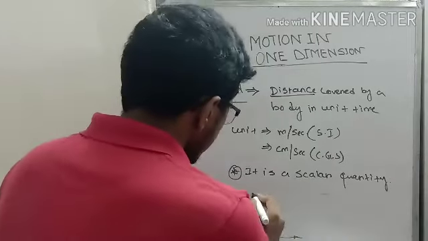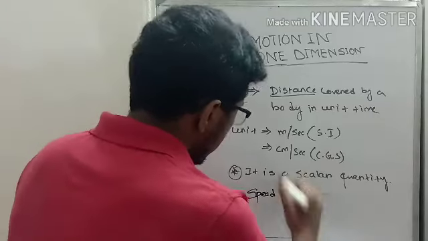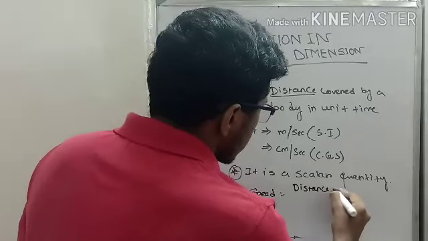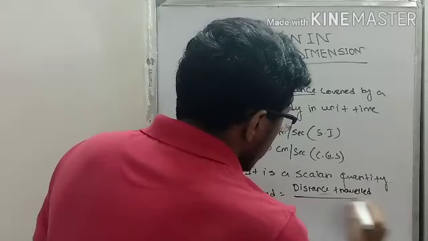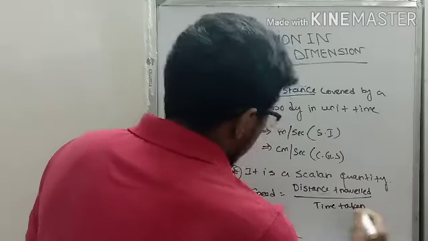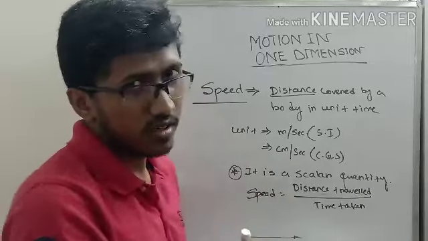We can express speed as the ratio of distance traveled to time taken. Speed equals distance traveled by time taken.